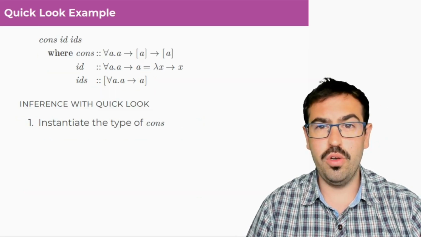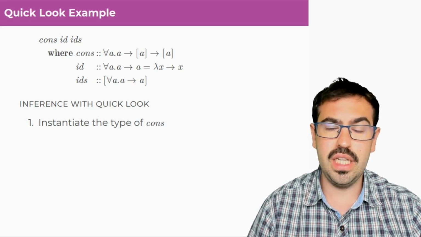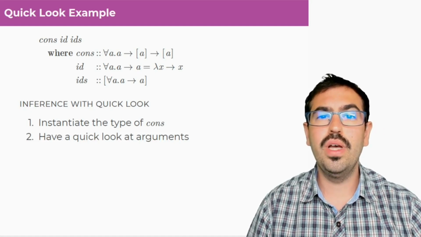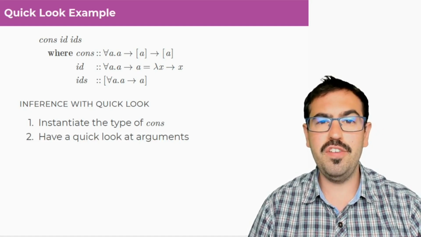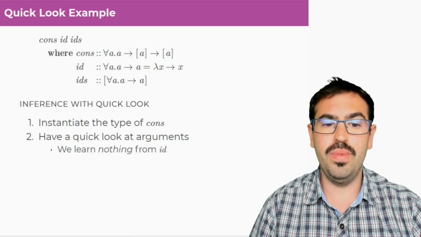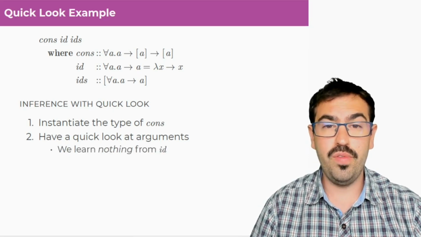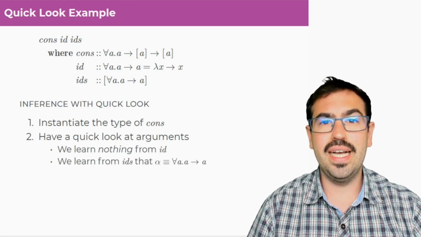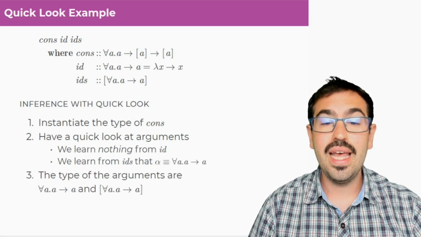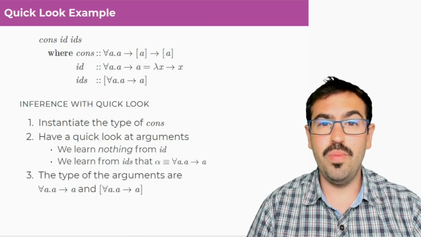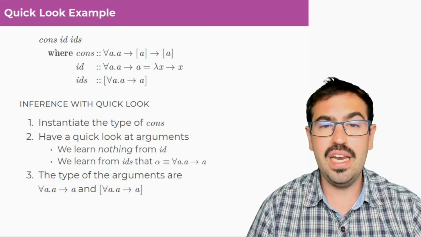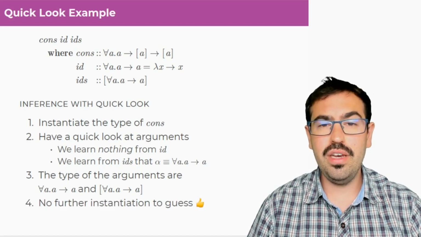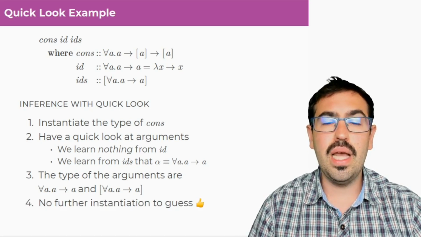How does it work with Quick Look? Well, you start with the same step, you instantiate the type of cons, and at this point, you have a quick look at the arguments. You try to get as much information about the impredicativity you need by having a peek at the arguments. In this case, we're going to learn nothing from the first argument ID, and from the second argument, we're going to learn that alpha has to be exactly for all a, a to a. At this point, what we know is that the types of these arguments are not just any alpha, they are exactly for all a, a to a and list of for all a, a to a. And there is nothing else to guess, and type checking can succeed.